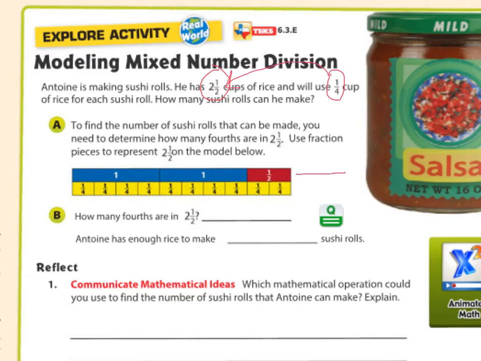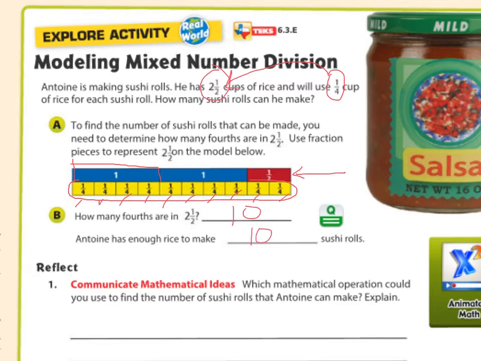And here, this top bar represents how much rice he has. And then they put in a bunch of 1/4 all the way across. Now remember, 1/4 means that it takes 4 sections of equal size to equal one whole. So all we're doing is seeing how many groups of 1/4 there are. There's 1, 2, 3, 4, 5, 6, 7, 8, 9, 10. There's 10. So how many fourths are in 2.5? There's 10. And so he has enough rice to make 10 sushi rolls.